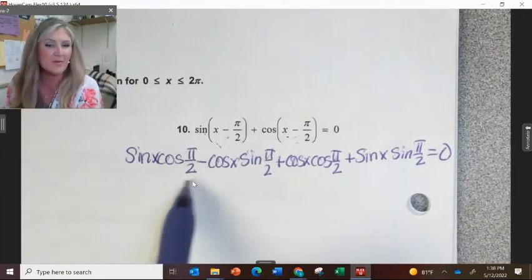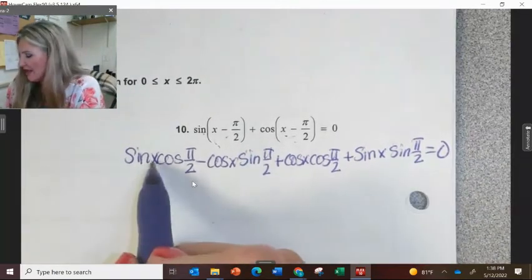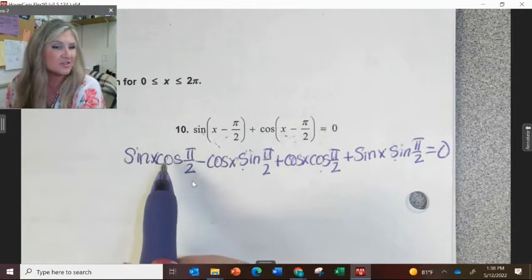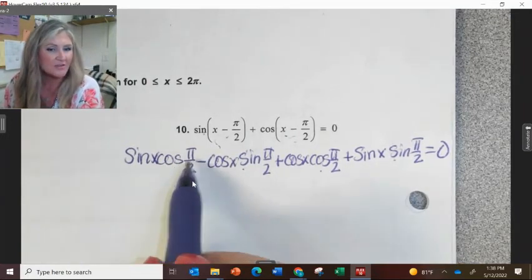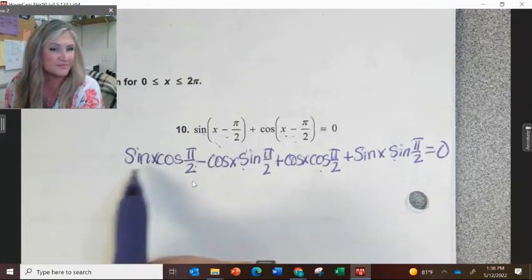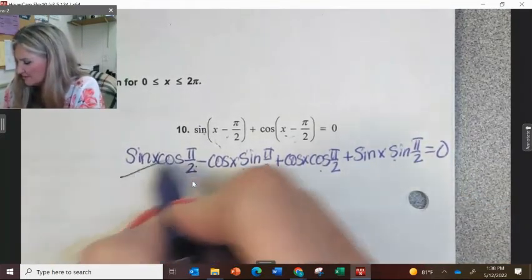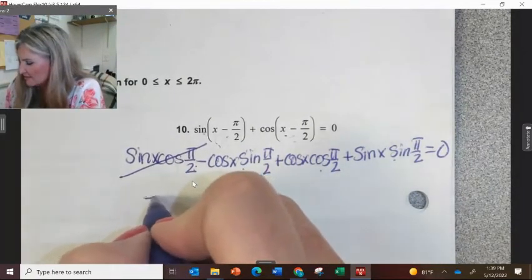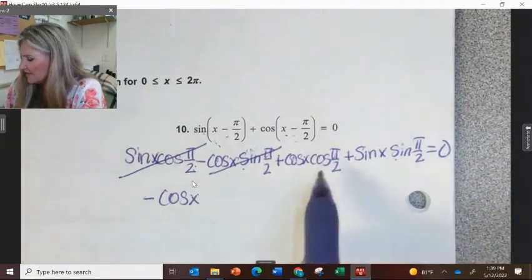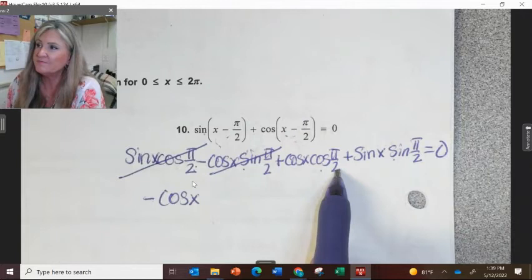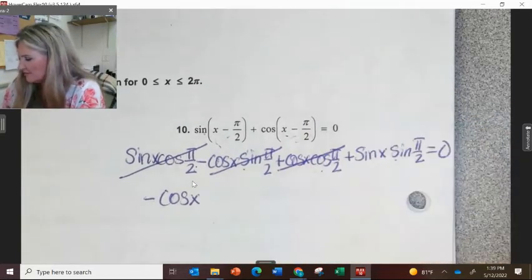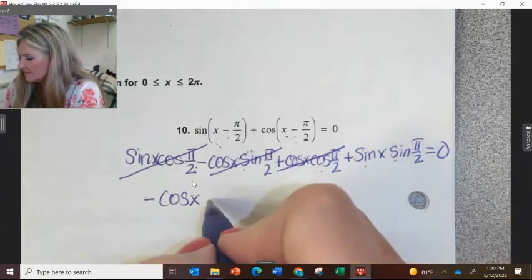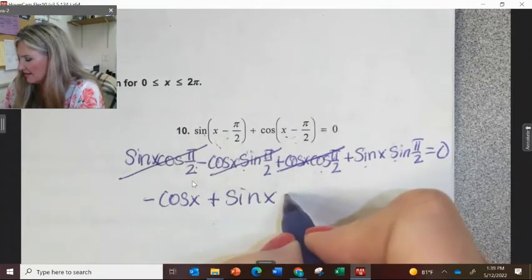All right, now anything with a pi in it. Remember, guys, these are terms. I have 1, 2, 3, 4 terms, okay? Any of these terms that has a pi in it, I'm going to evaluate. Cosine of pi over 2, what is it? Times sine x is just going to be gone. What's the sine of pi over 2? Times cosine x. Negative cosine x, done. Cosine of pi over 2, 0 again. Don't need to write anything. Sine of pi over 2 times sine x is sine x. All right, equals 0.